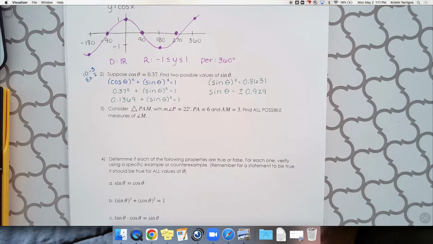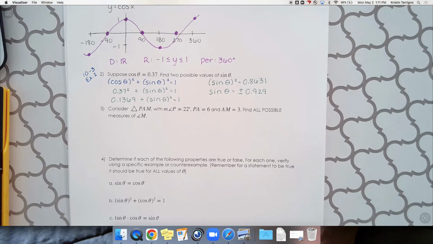That's why you need the plus or minus, because when I tell you cosine theta is 0.37, you don't know if you're standing here or here. It could be either one of these, and that's why you can find this number. This number is that 0.929, but if I'm standing up here, it's positive. If I'm standing down here, it's negative.